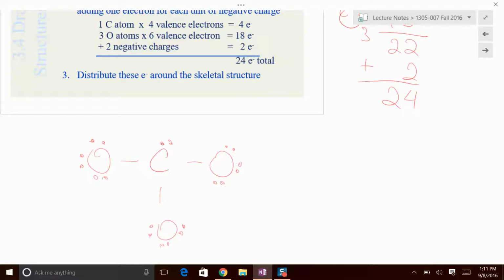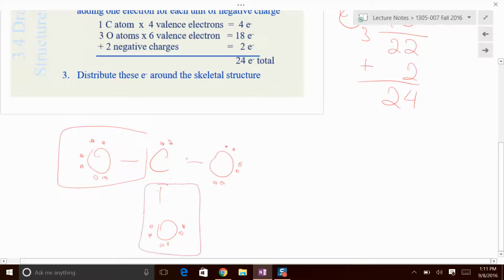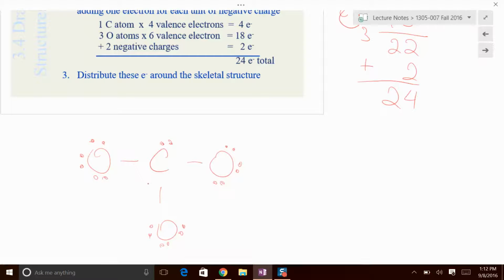Well, they all have 8, right? That's right. 8 times 3 is 24 plus these 2, 26. So there's 26 electrons on this structure. Okay, that's kind of the easiest way to count those. So 26 electrons, that's where I'm starting. Is that what I want? So what do I do?